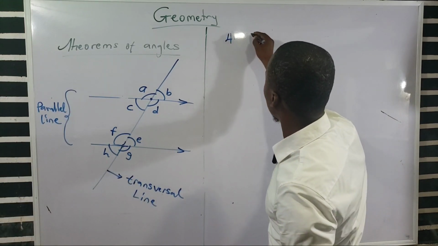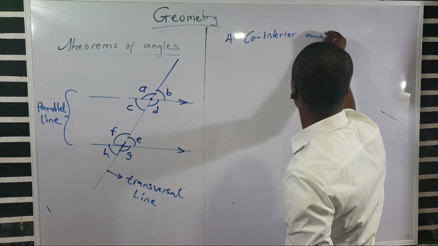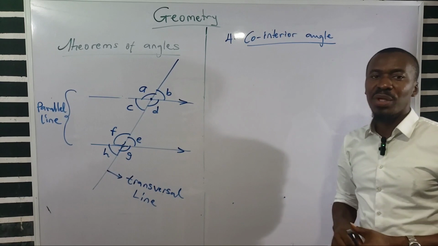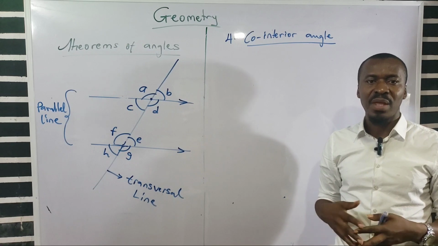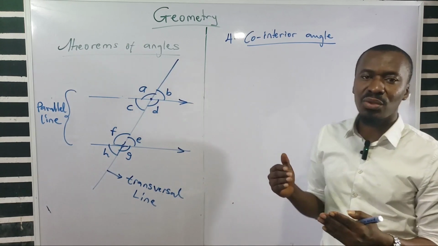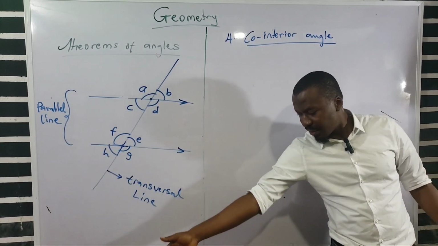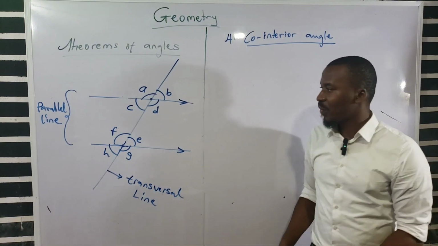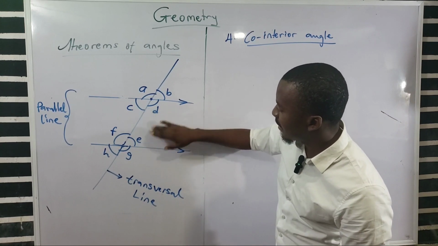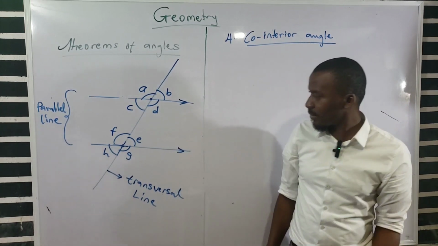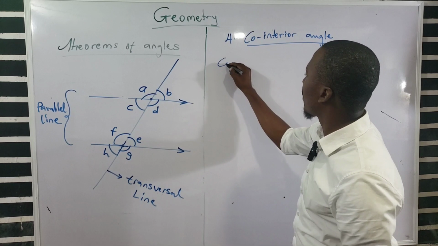So the fourth is what we call co-interior angles. Some people actually call them adjacent angles, because the angles will be adjacent to each other. So I'm standing here, the angle is there, so we are adjacent to each other. If you look at the diagram, you will notice that we have angles like that. E and D are on the same side, so they are adjacent to each other. So these are co-interior angles.